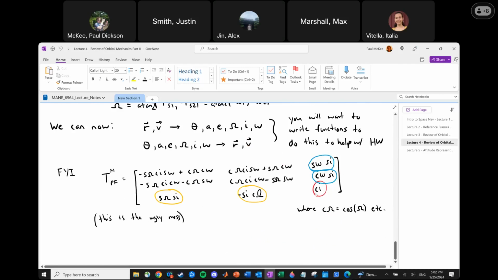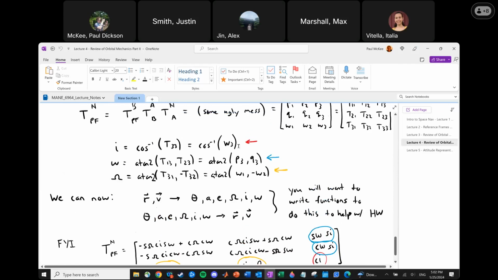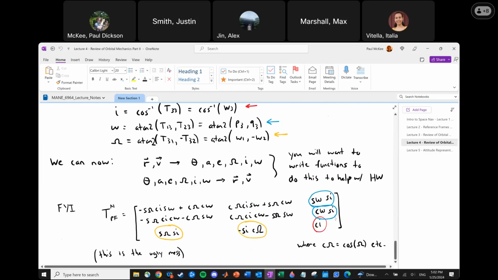If you do the arc cosine of the bottom right element, that gives you your inclination. That's exactly what this equation here was saying in red. Then if you take a look at the right two elements, which are circled in blue, if you divide these two, what you get is the tangent of little omega. So you can do the arctangent of the division of those to recover little omega. Similarly, with the two that are circled in yellow, you have information about big omega, and you can use those to back out big omega.